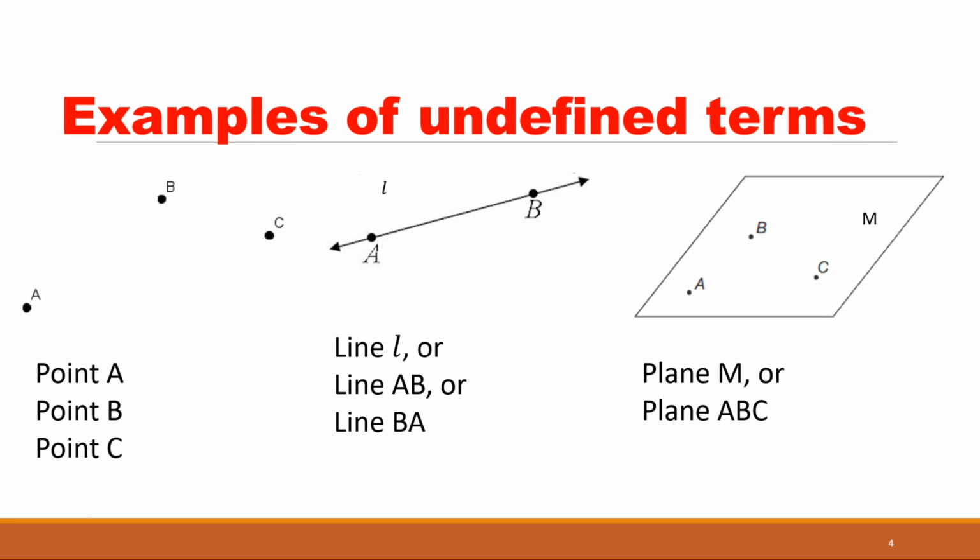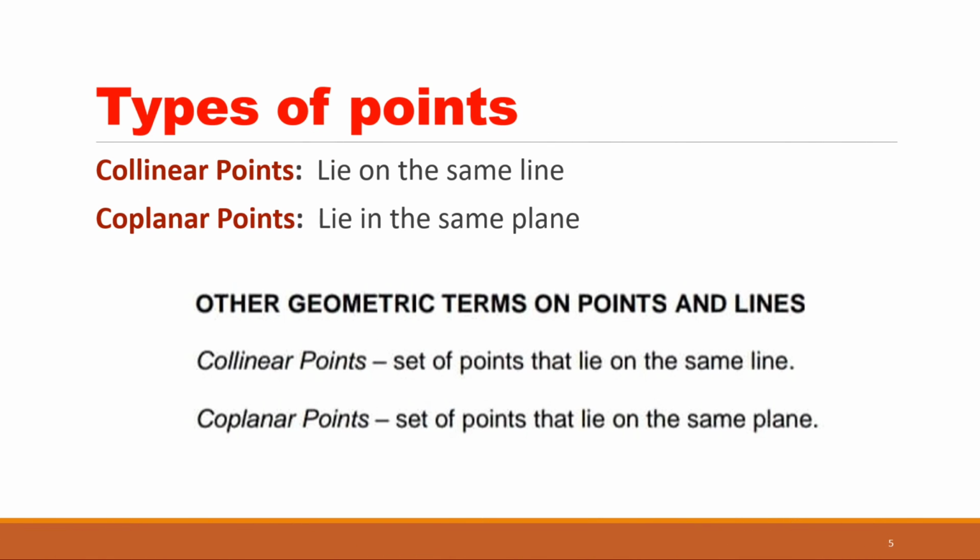And we have a plane. Inside the figure, we have M. There's no point, so you can name that plane M. But using different points, we have point A, point B, point C, so you can name the plane using the three letters.